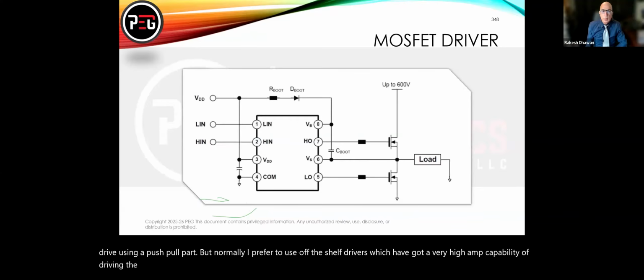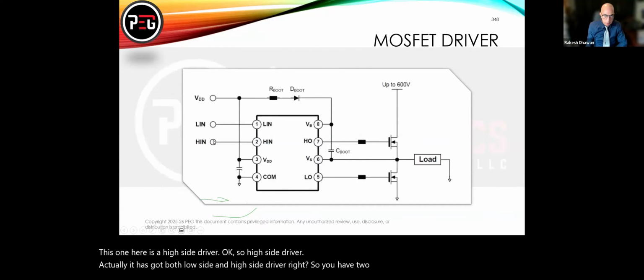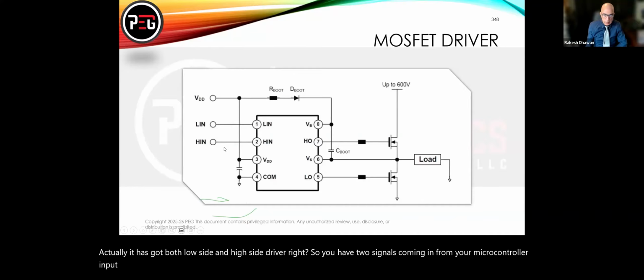For example, this one here is a high side driver. Actually, it has both a low side and a high side driver, right? So you have two signals coming in from your microcontroller, a low input and a high input, all right? And this driver will issue pulses to the lower MOSFET and also issue pulses to the higher MOSFET.